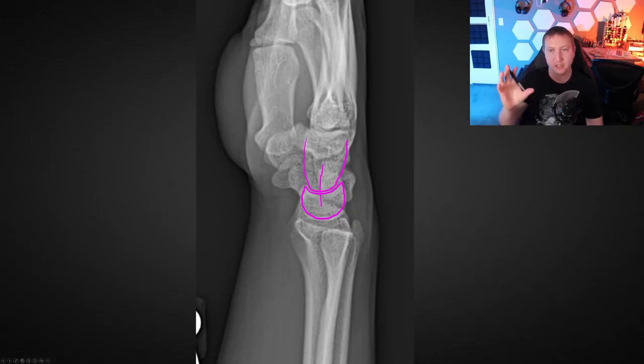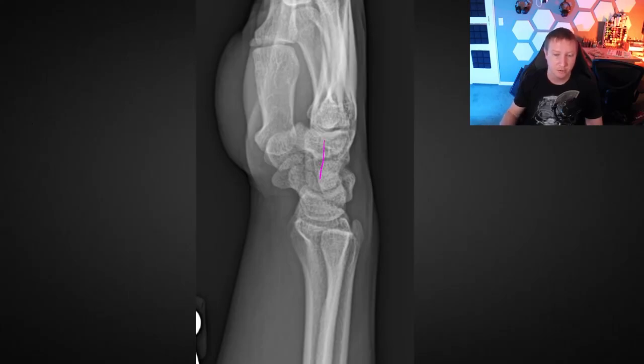If the lunate is rotating around posteriorly or in front of the capitate, that could be because the wrist is flexed or extended. That's the normal physiologic motion. But if we have a nicely positioned lateral and that rotation is happening, now we have some ligamentous instability potentially.